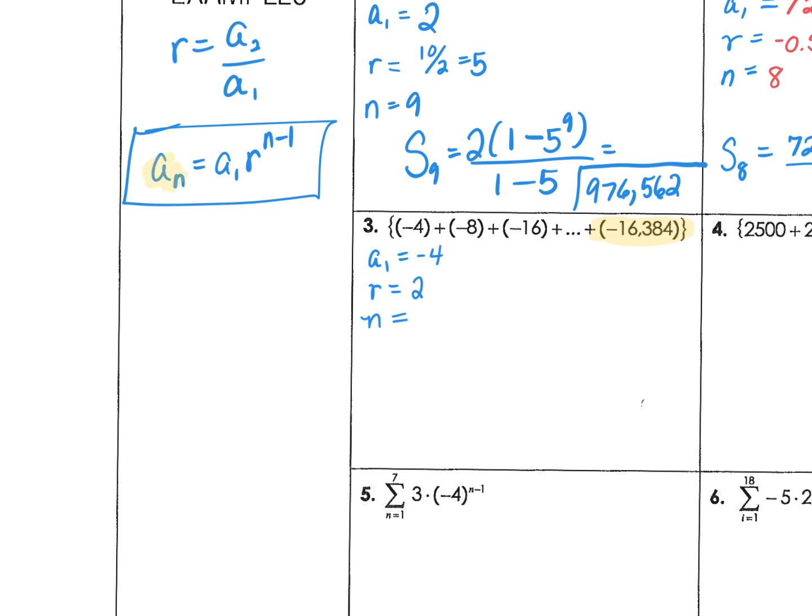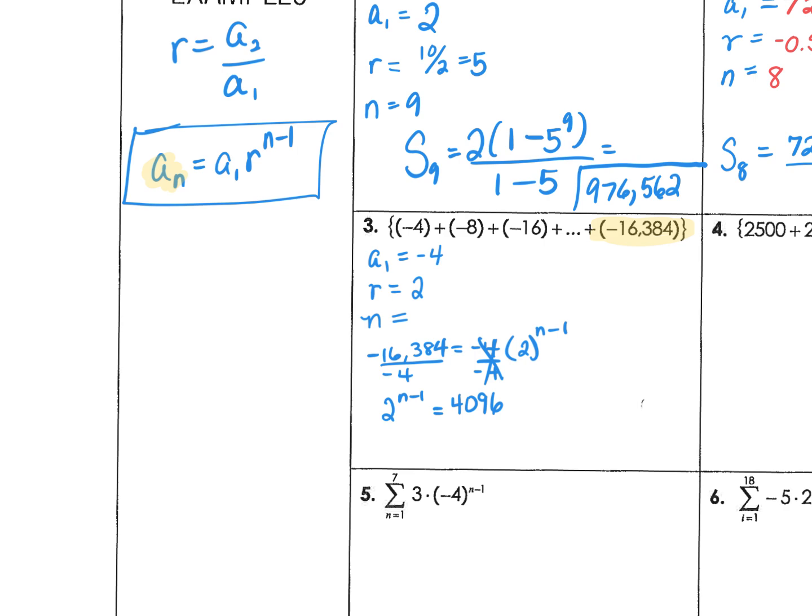All right, so when we plug in, we're going to say negative 16,384 is equal to a sub 1 times r to the n minus 1 power. So now we can divide, can't we? Divide both sides by negative 4, and you get 2 to the n minus 1 power equals positive 4,096. So you can either figure out 2 to what power gives that, or you can solve it using natural log.